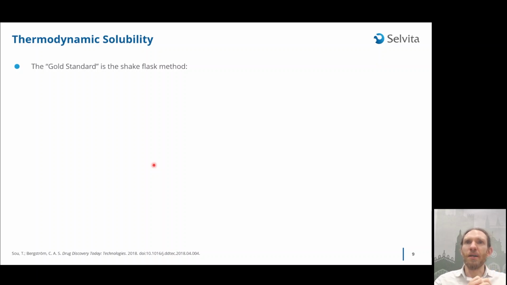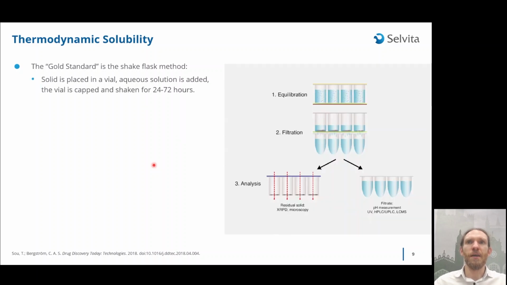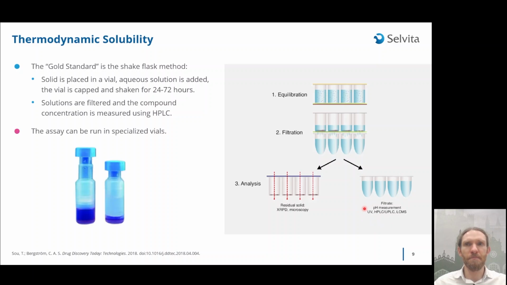We'll begin with thermodynamic solubility. And the shake flask method is the gold standard. It's very simple. We place a compound in the aqueous solution, the vial is capped, it is shaken for 24 to 72 hours, then it is filtered, and the concentration of the compound is measured by different methods. This can be UV, HPLC, UPLC, LCMS. Some assays can use specialized vials that have a filter embedded within them.